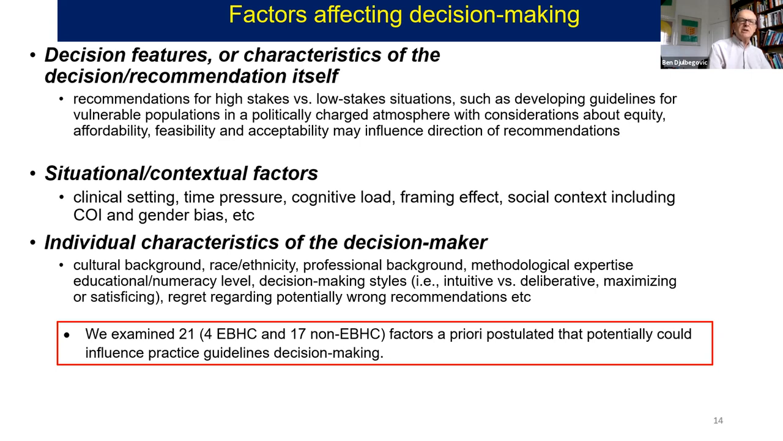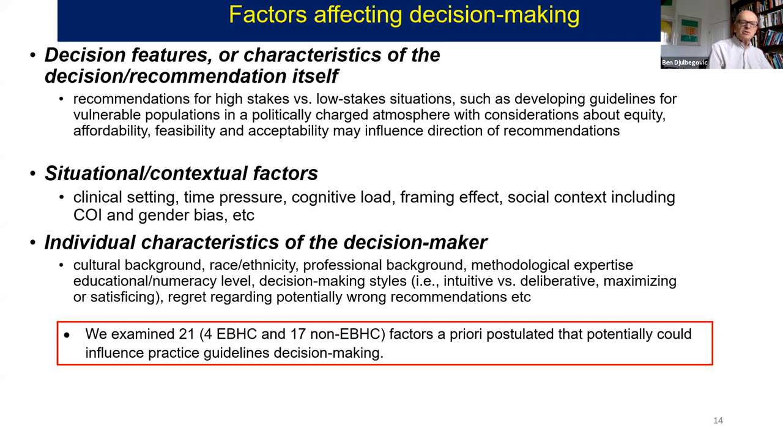They can be broadly characterized under the heading of importance of decision features, or characteristics of the decision recommendation itself, such as making a recommendation in a high-stakes versus low-stakes situation, or in a politically charged atmosphere. Then there are contextual situation factors, such as Gordon already mentioned: fatigue, time pressure, cognitive load. And also the features of the individual decision makers themselves: their background, experience, obviously conflict of interest, and their decision-making style. All of these features are potentially playing a role in the guideline panel.